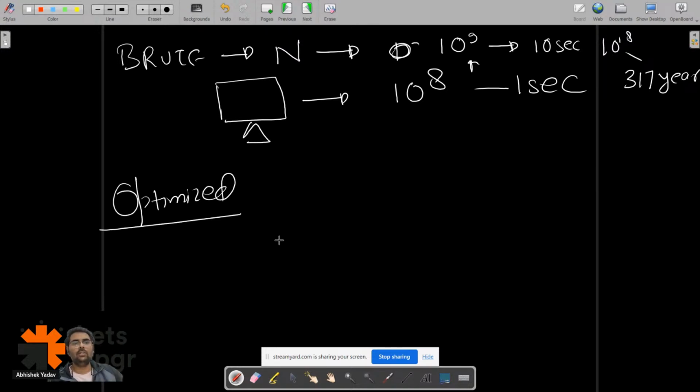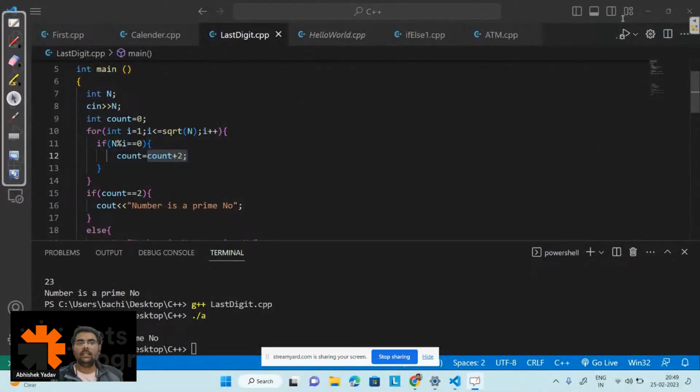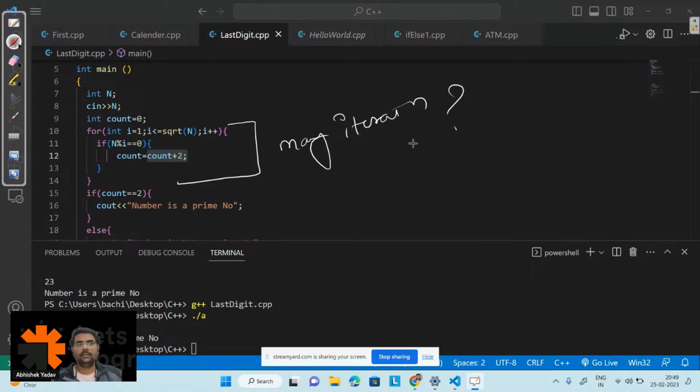In the optimized solution, can you guys tell me how many iterations I am doing here? Please write in the chat. How many iterations am I doing now? How many iterations? Anyone?